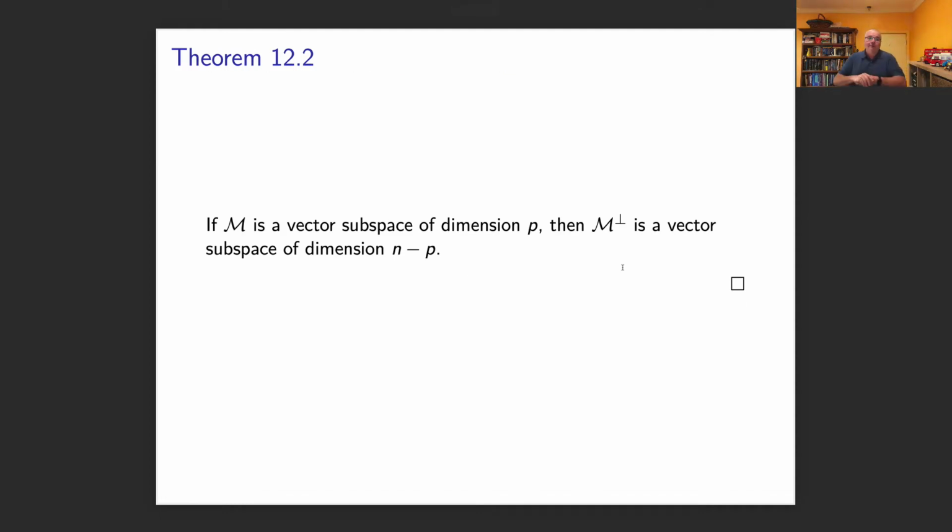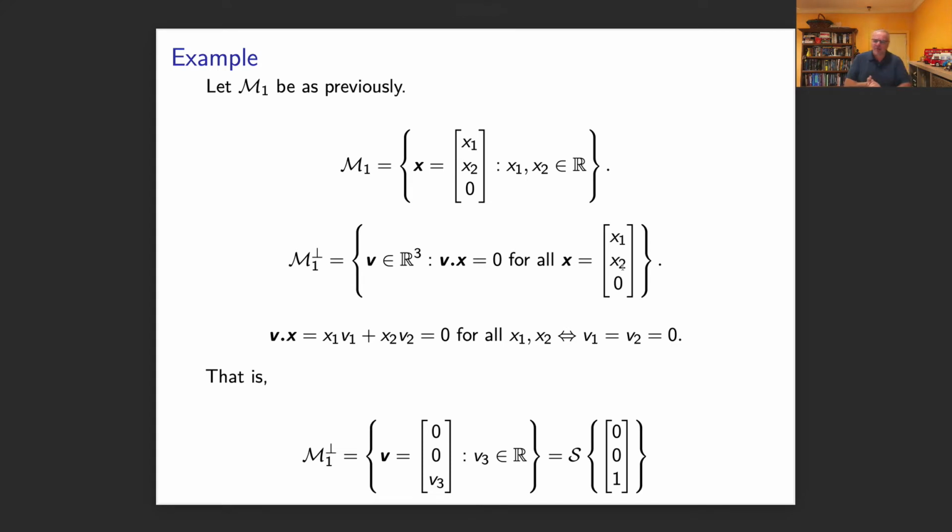So first of all, we should know that if M is a vector subspace of dimension P, so remember that's the number of bases we need to make it, and that's always the same. You can't change the basis and get more or less. So it's dimension P. Then M perp is a vector space of dimension n minus P. So you've taken your n-dimensional space and you split it into one subspace of dimension P, and the other subspace is n minus P.